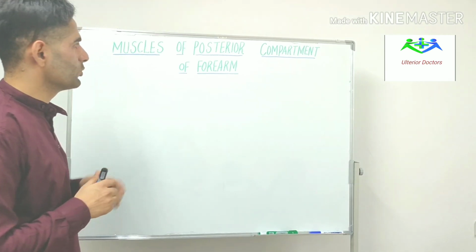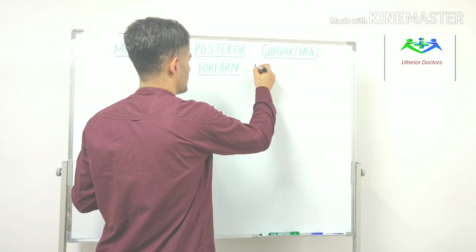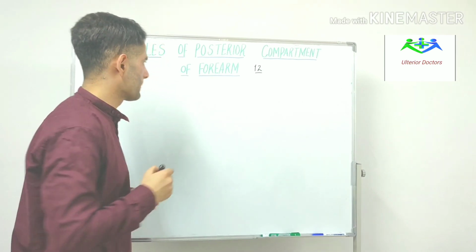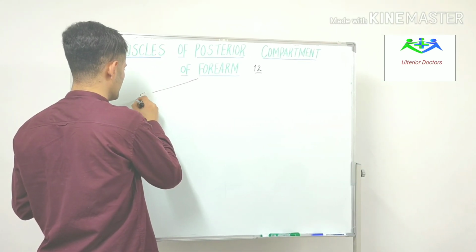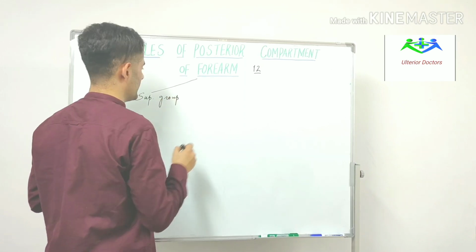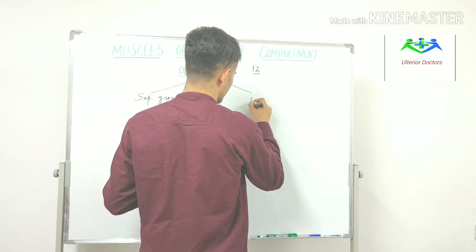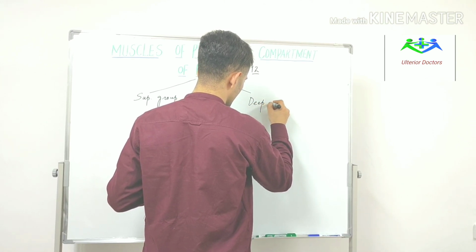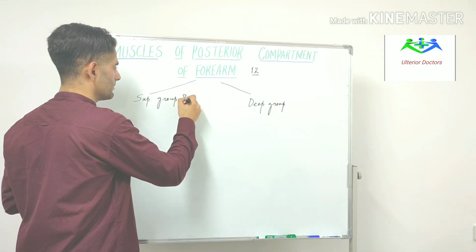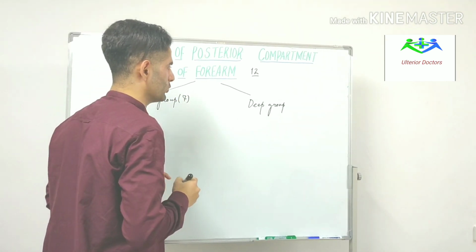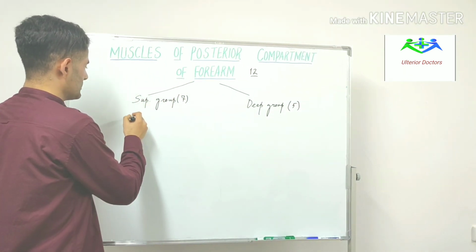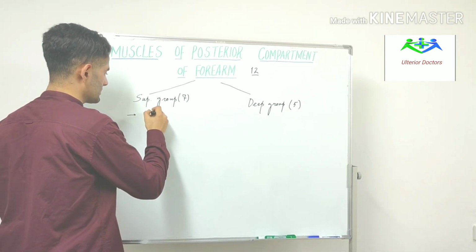There are 12 muscles of the posterior compartment of the forearm. And these 12 muscles are subdivided into two main groups. The first group is called the superficial group, and another group is called the deep group. There are 7 superficial muscles in the posterior compartment of the forearm, and 5 deep muscles. In the superficial group, the first muscle is anconeus.